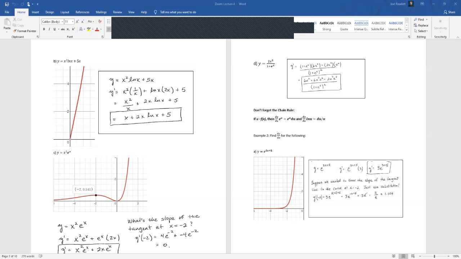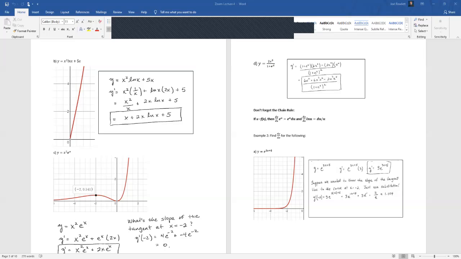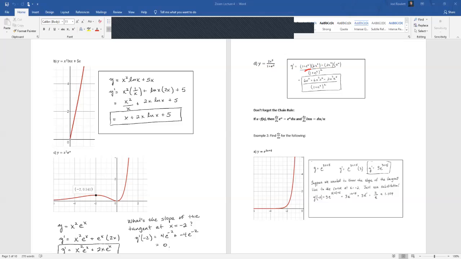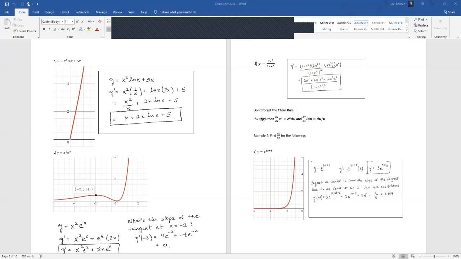So part D is a quotient, and the quotient rule says that we have to take the bottom times the derivative of the top minus the top times the derivative of the bottom, divided by the denominator, or the bottom squared. So here we have the bottom times the derivative of the top, and the derivative of 2x cubed is 6x squared. Then we take minus the top times the derivative of the bottom, and the derivative of 1 is 0, and the derivative of e to the x is e to the x, so that's where that comes from. And then, of course, we have to divide by the denominator squared. And again, that's just the same quotient rule that we've been using. And the rest of this is just algebra.